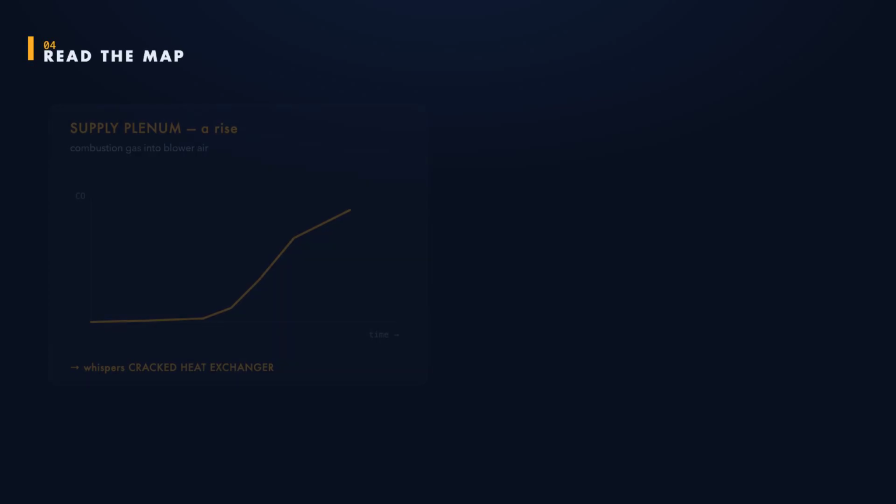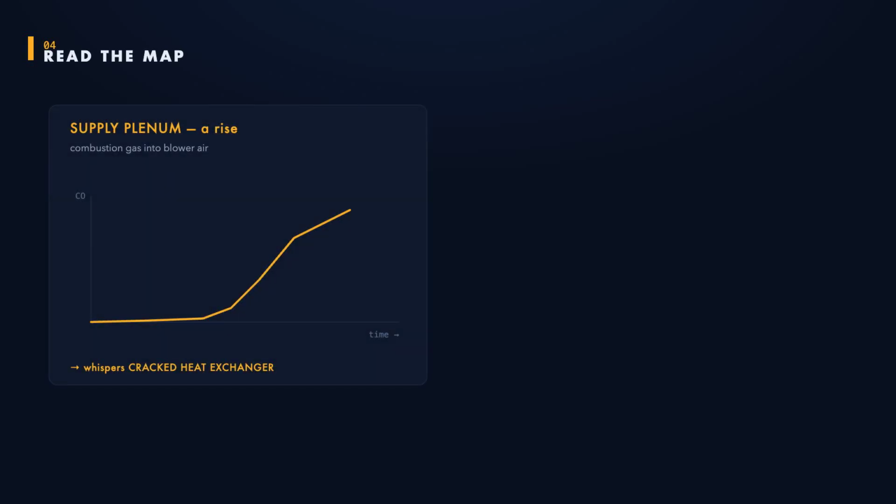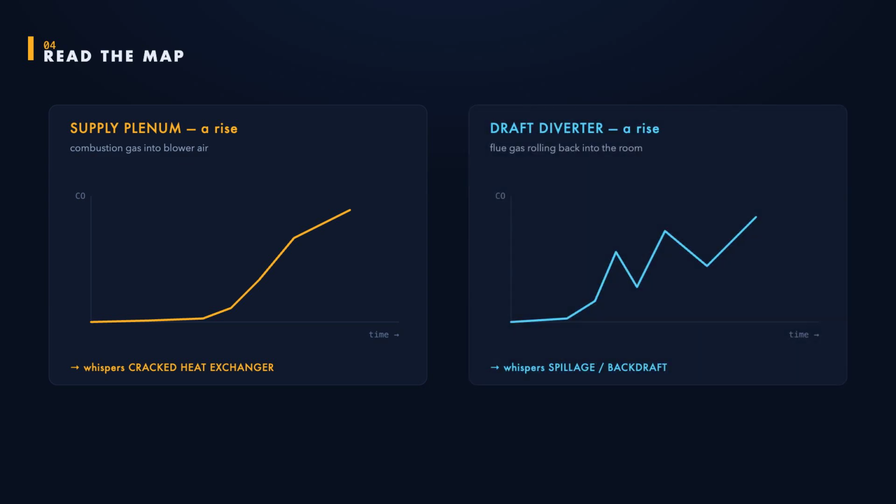Read what the numbers tell you. A rise in the supply-plenum whispers a cracked heat exchanger. Combustion gas leaking into the air the blower pushes through the house. A rise at the draft-diverter whispers spillage. Flue gas rolling back into the room instead of up the vent. 2 failures, 2 signatures. The map points you at the suspect before opening a panel.